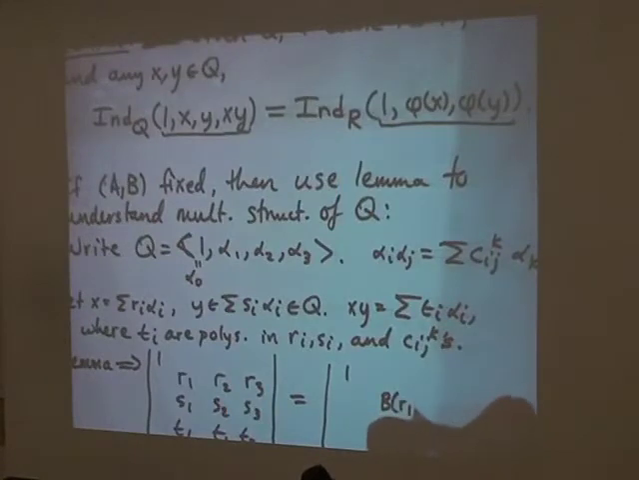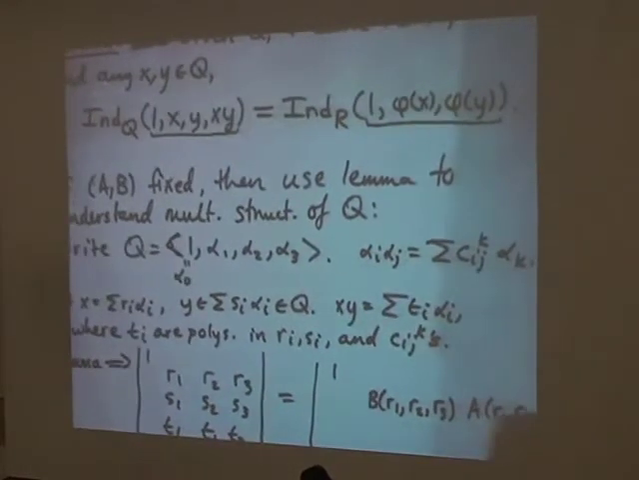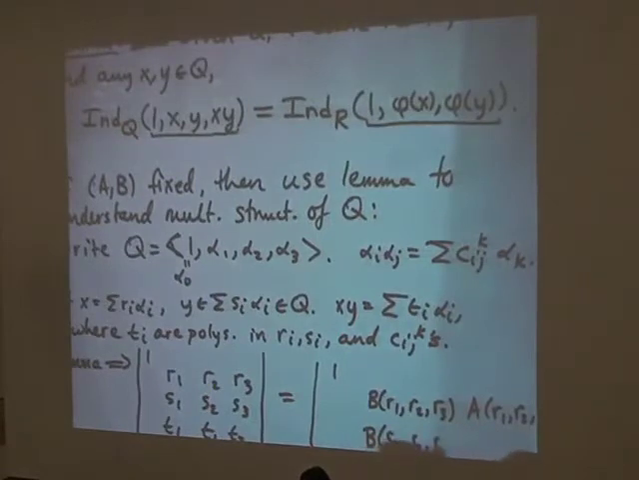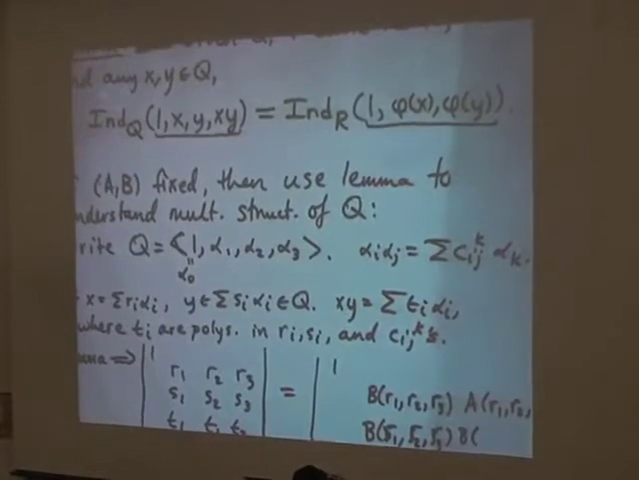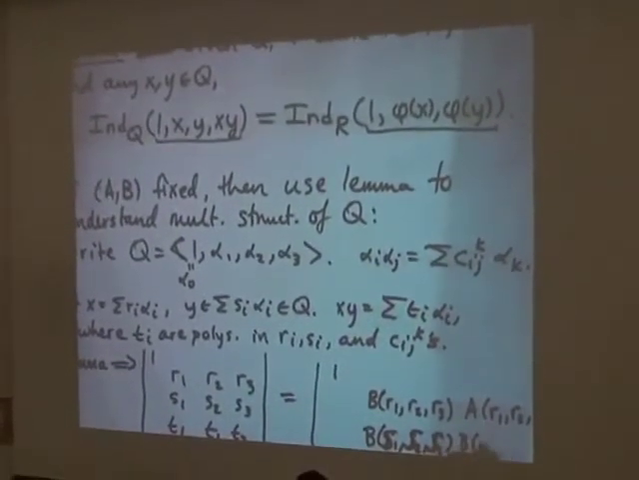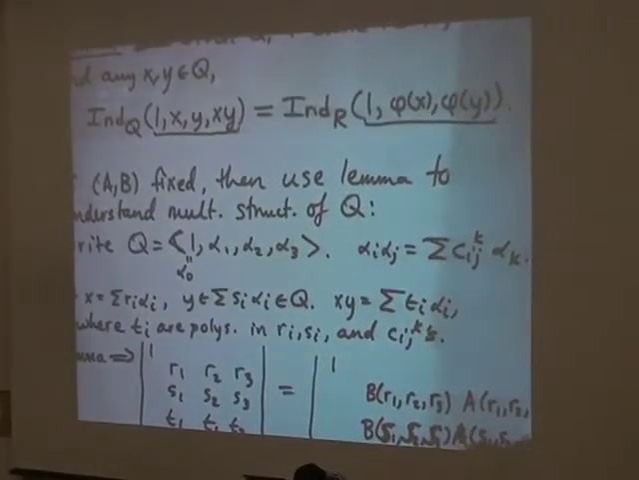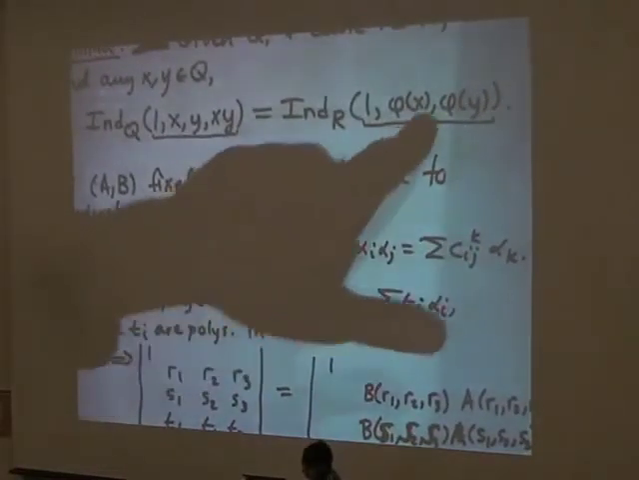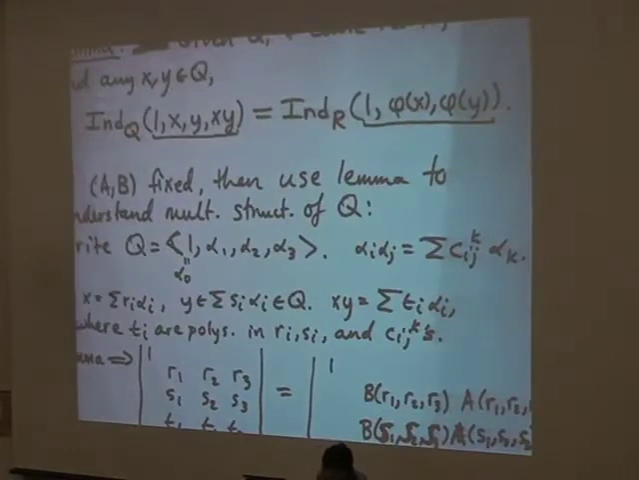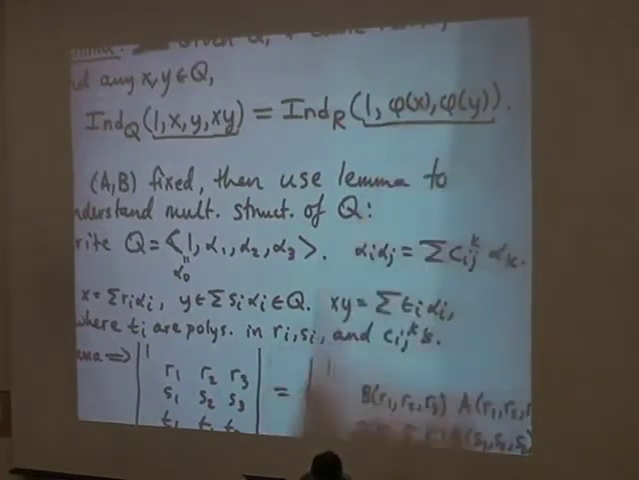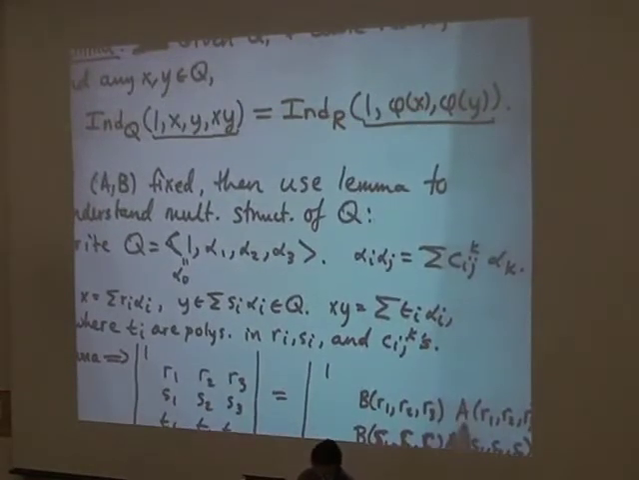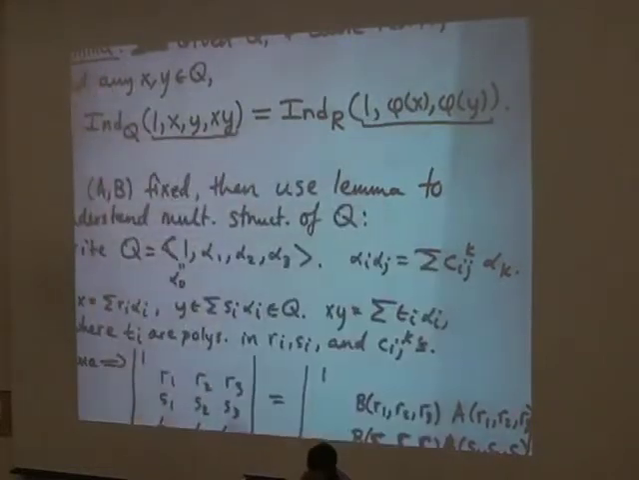Let me write it out and then I'll explain a little more. Oops, sorry. The R1, R2, R3, and B should have been S. No, that was right. Sorry. And here's A of S1, S2, S3. Remember, phi is represented in terms of the basis by AB. So the index of 1, phi of x, phi of y is this determinant: 1, then the value of B on R1, R2, R3, the value of A on R1, R2, R3, the value of B on S1, S2, S3, and the value of A on S1, S2, S3. So this identity tells you that you have this identity.